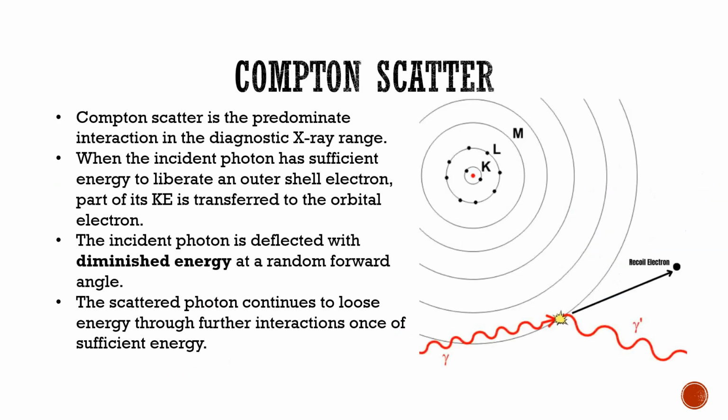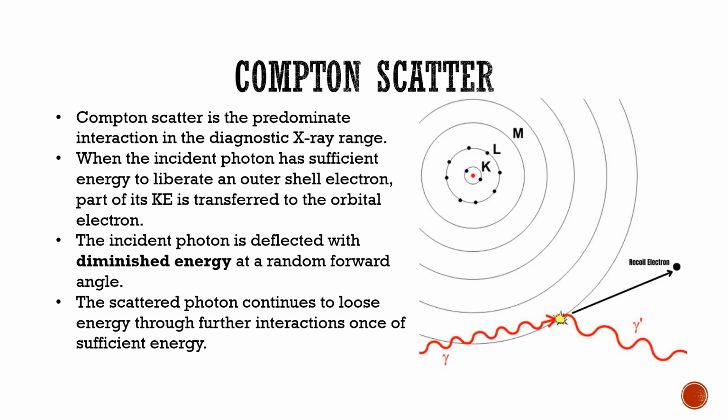The next type of interaction that we will discuss is Compton scatter. Compton scatter is the predominant interaction in the diagnostic X-ray range. In this interaction, an incident photon has sufficient energy to liberate an outer shell electron. Once again, this means that the incident photon has energy greater than the binding energy of the orbital shells, whether this may be the K shell, L, M, or N, it is greater than those shells' binding energy.